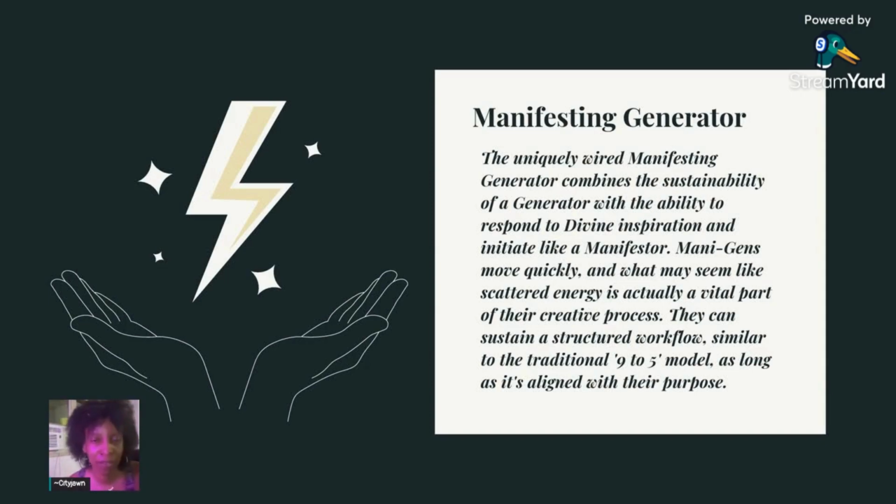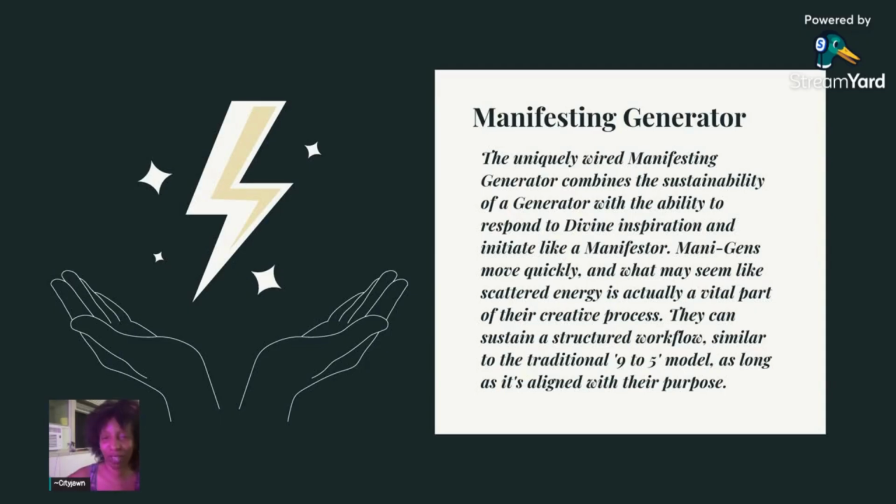and the manifestor. So it has the unique ability to respond to divine inspiration and initiate like the manifestor. Although it does have that energy of attracting opportunities, it also has the manifestation energy, the initiation energy of the manifestor, so that they are able to initiate opportunities, but they should only initiate opportunities in response to something, if that makes sense. And if we have any manifesting generators here, we can talk about that more in depth.